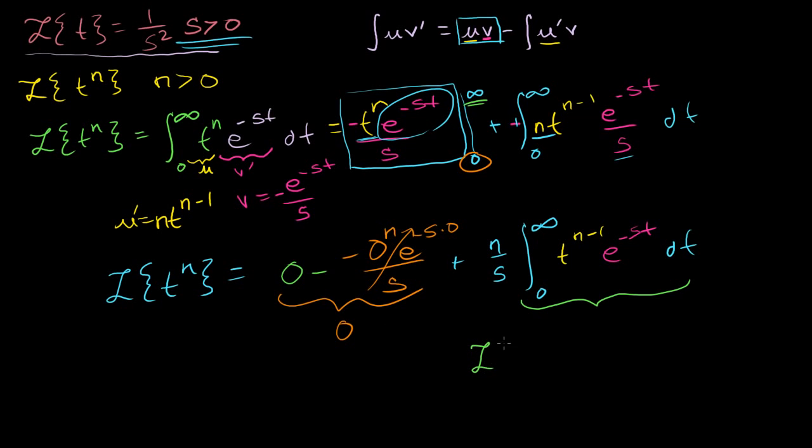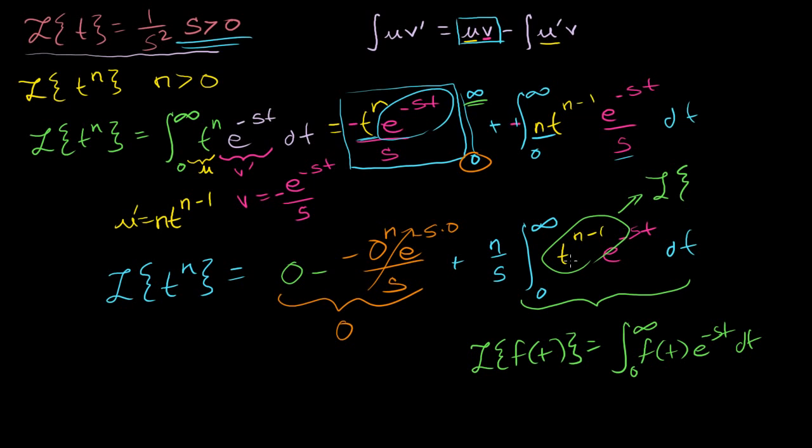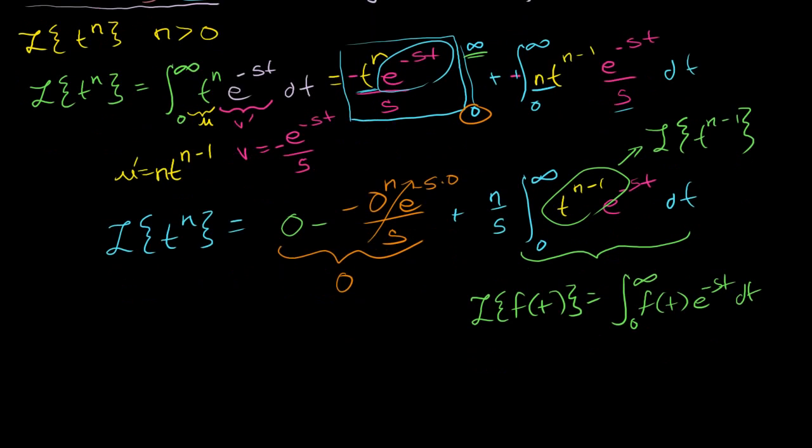The Laplace transform of any function is equal to the integral from 0 to infinity of that function times e to the minus st dt. Well, we have an e to the minus st dt. We're taking the integral from 0 to infinity. So this whole integral is equal to the Laplace transform of t to the n minus 1. So just that easily, because this term went to 0, we've simplified things.